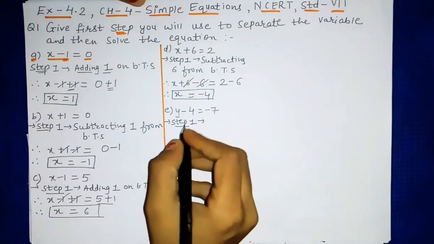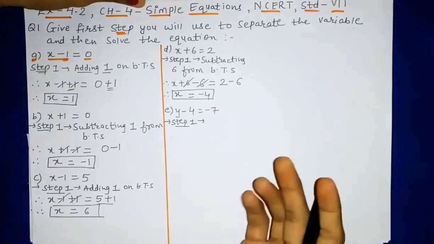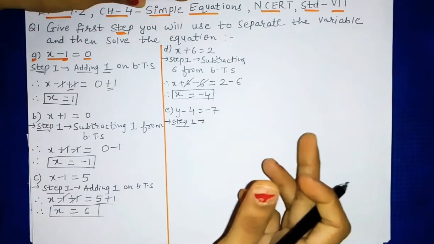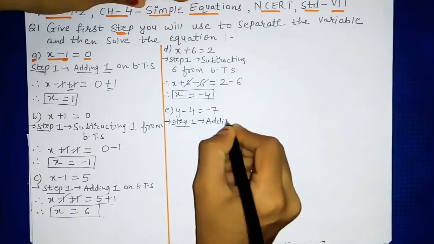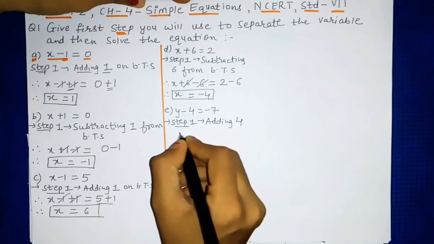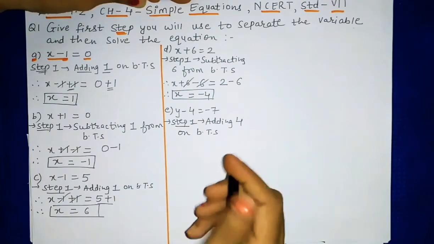Now next equation is y minus 4 equal to -7. Now -4 we want to remove. So again what is opposite of -4? It is +4. +4 means we are adding. So adding 4 on both the sides. BTS means both the sides.